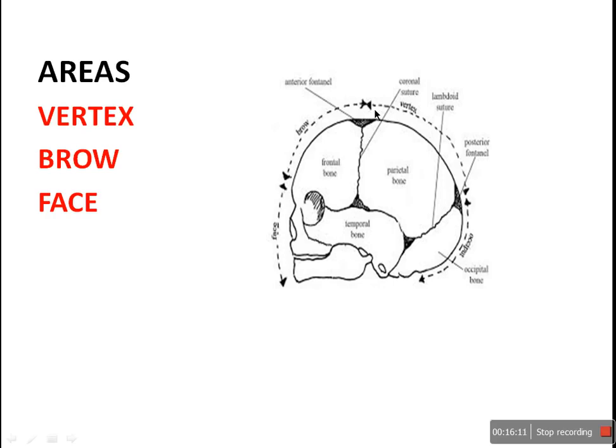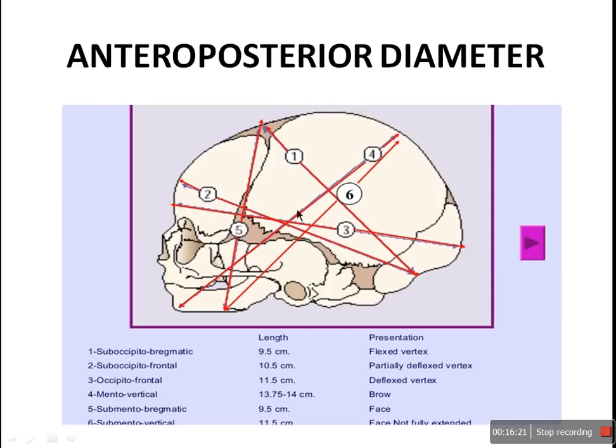And from anterior frontal to lambda or posterior frontal, it is called vertex. So these are the three areas. This is very important: anterior posterior diameter.